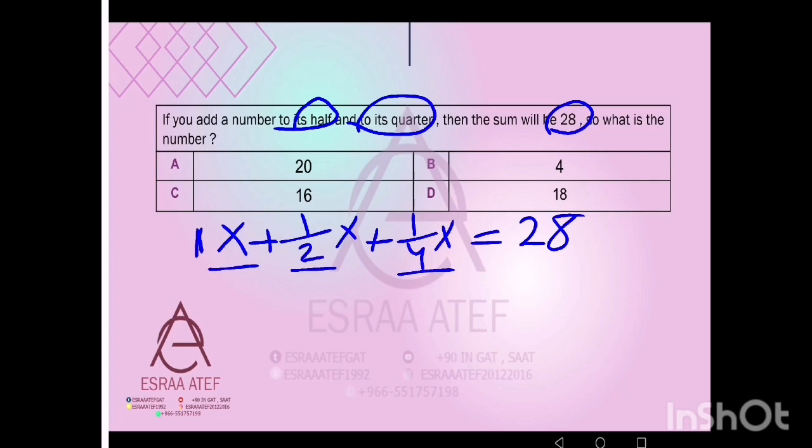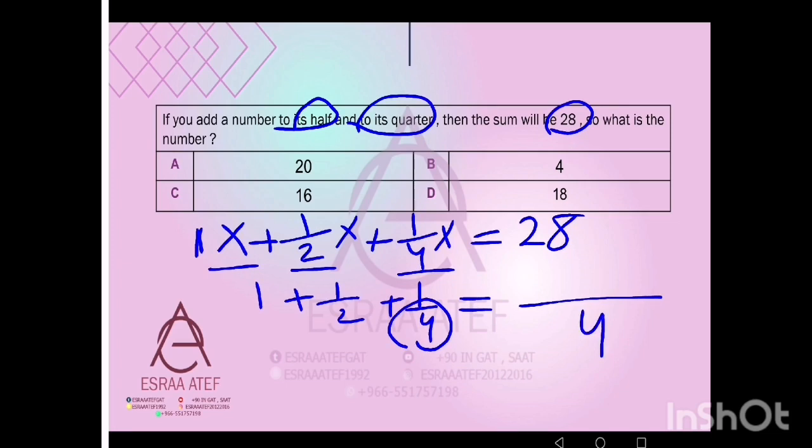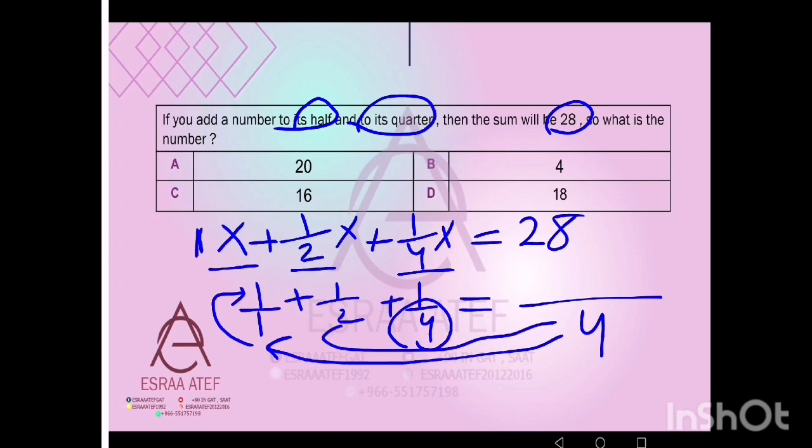So we will add 1 plus half plus a fourth. How can we add them? We will make the same denominator, which is 4, the bigger one. And here 1 means 1 over 1. 4 divided by 1 and then times the numerator. 4 divided by 2 and then times the numerator. 4 divided by 4 and then times 1.